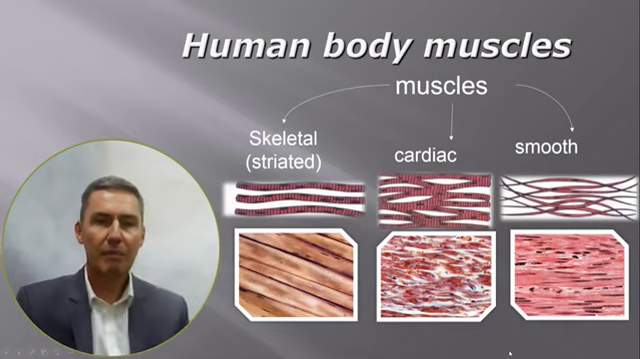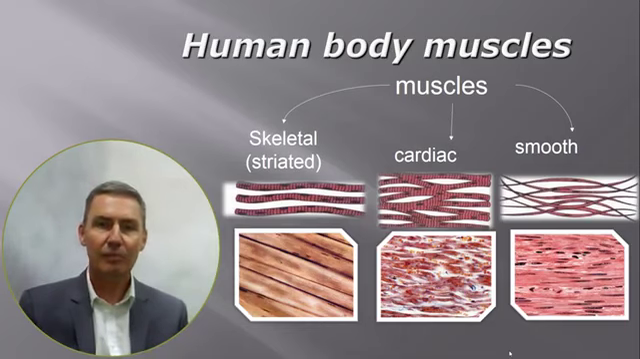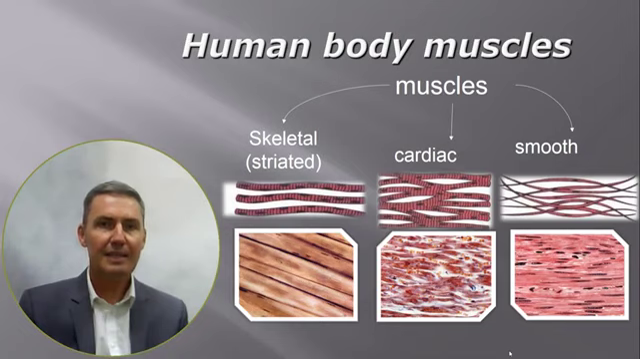I hope you all remember the histological classification of muscle tissue. We can find in our body skeletal or striated muscles, also cardiac muscles, and smooth or non-striated muscles. The topic of today's lecture is just the skeletal or striated muscles.